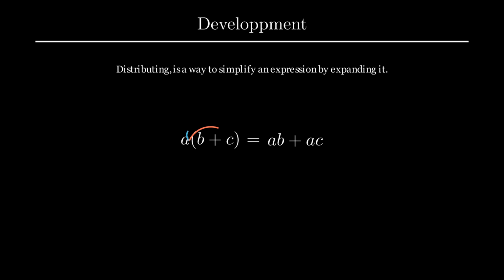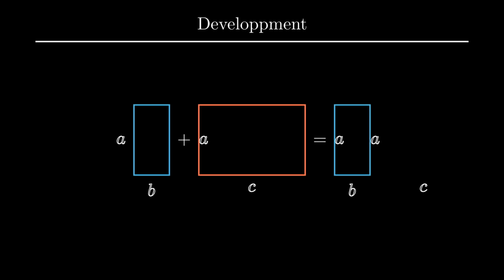Now I will cover development. Developing an expression is the act of expanding it as much as possible. One of the ways you can do that is through distributivity. Distributing is a way to simplify an expression by expanding it. Here, a is distributed to b and c, and this gives us a times b plus a times c. This can actually be useful to modify some expressions.